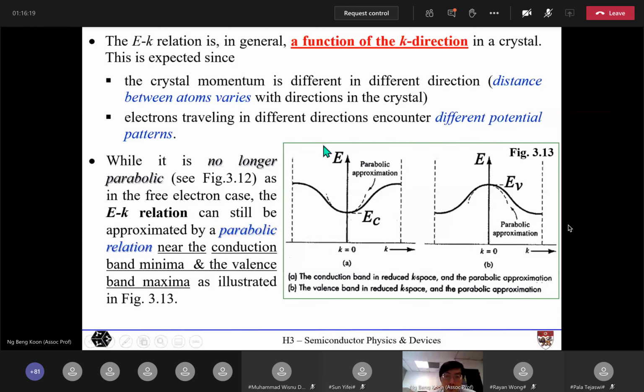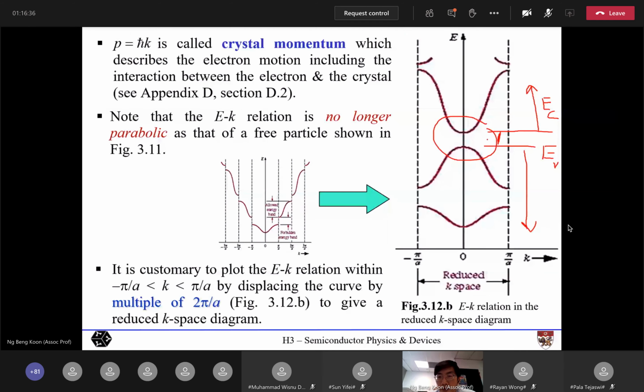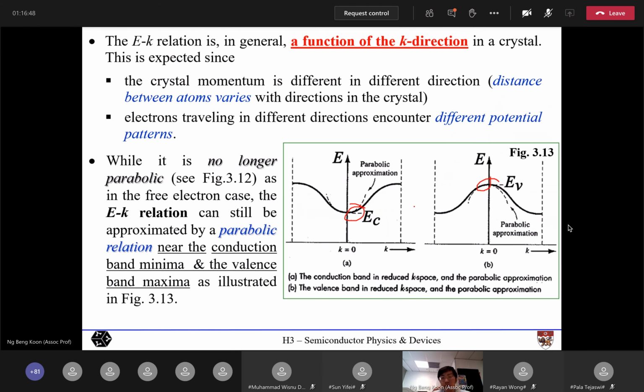Before we come to that, we mentioned that the EK relation, the conduction band and the valence band, although it's not a pure parabola anymore, is approximately parabolic near the edges, the EC and the EV. So we go back to this figure. I say that this is the EC, this is the EV. Near this region, close to the band gap, the conduction and the valence band are still approximately parabola. So a lot of times we can approximate this EK relation as just parabolic.